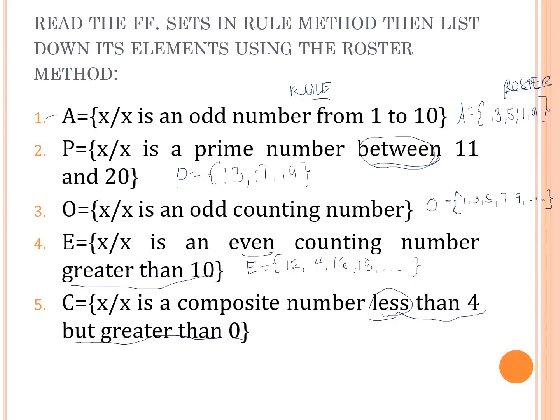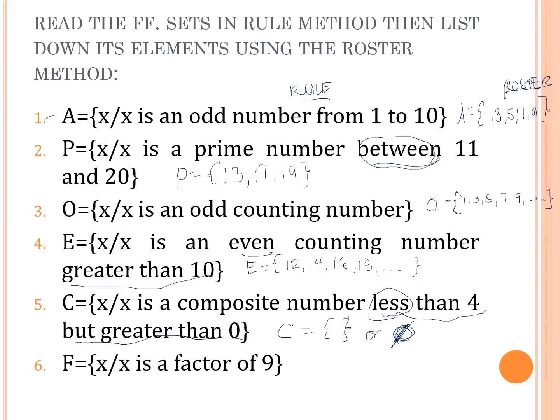Okay, but none of those is a composite number. That's why for set C, we will put an empty braces. Okay, an empty brace without elements. So there is no element. Another way of writing an empty set is using this symbol. Okay, this is another way of writing a null or empty set.